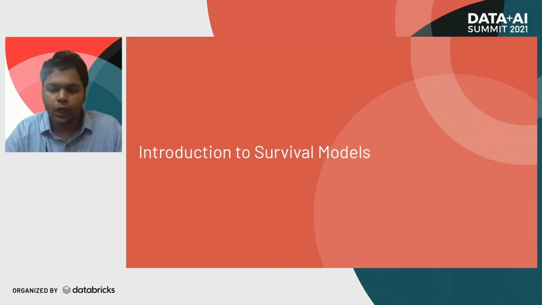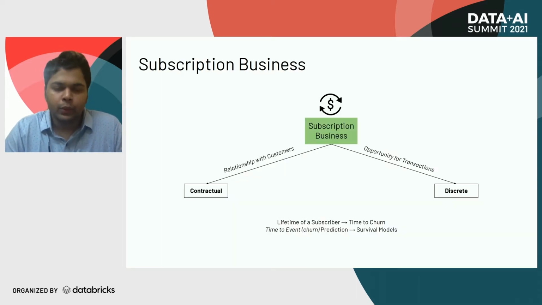So with that, moving on to survival models. Before getting into discussing survival models, I would briefly talk about the nature of subscription business. Subscription business can be categorized under discrete and contractual setting. By that I mean the transactions happen at regular intervals of time, and the relationship with the customer is contractual. So with that, we can clearly understand when a subscriber has churned.